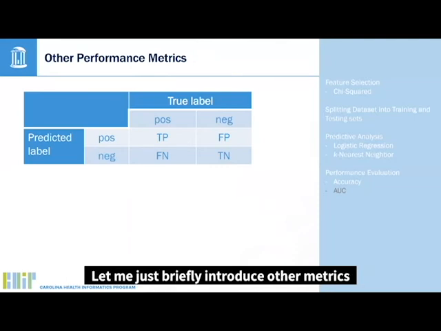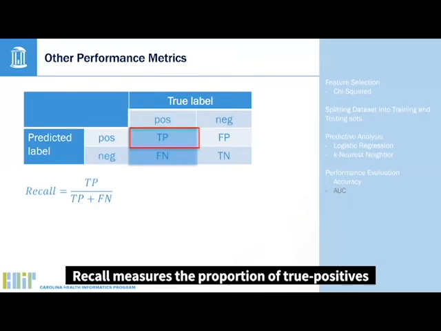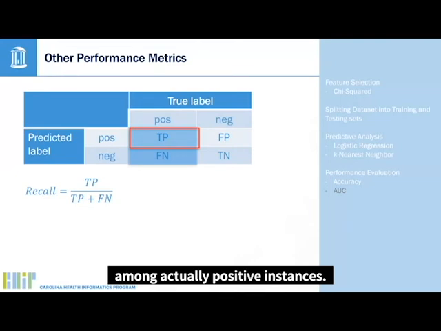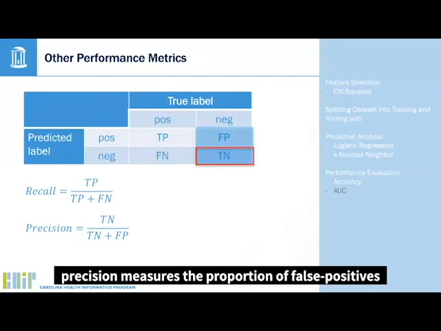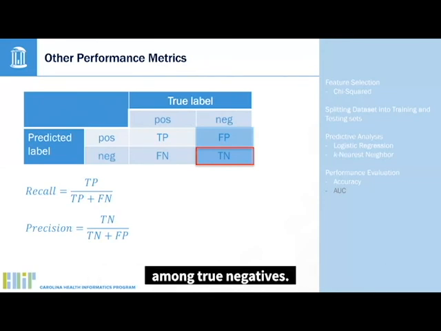Let me just briefly introduce other metrics you can use to evaluate the classification performance. Recall measures the proportion of true positives among actually positive instances. In a text mining context, recall is the fraction of the relevant documents that are successfully retrieved. On the other hand, precision measures the proportion of true positives among instances predicted as positive.